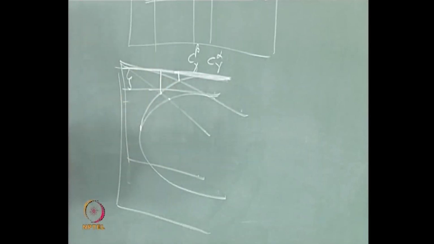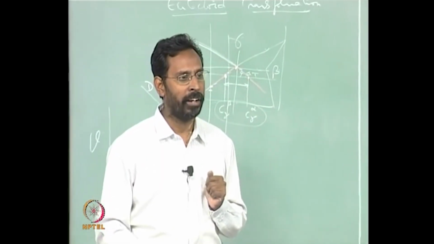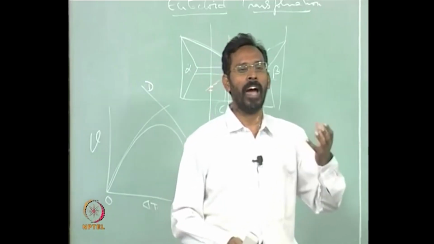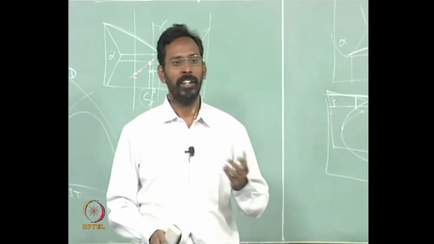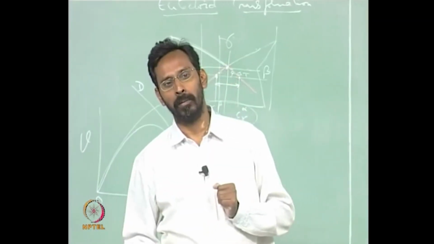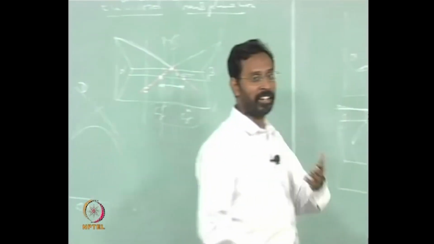So that is why, whatever we talked about in the last class about the difference between annealing and normalizing, if we extend this to a hypoeutectoid alloy, you will see another difference: you will have a coarser alpha in a hypoeutectoid steel if you do annealing, and a finer alpha if you do normalizing. That is the second thing that we have talked about.